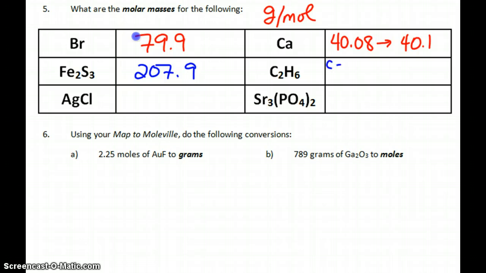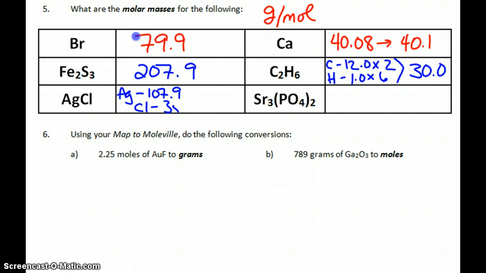C2H6, carbons are 12, times 2 is 24, hydrogens, they're 1, times 6 is 6, so when I add those together, that's how I got the 30.0. AgCl, silver is 107.9, chlorine is 35.5, so when I add those together, that's how I got the 143.4.